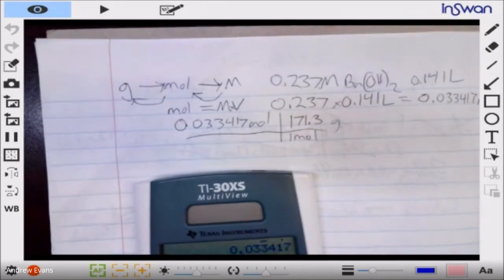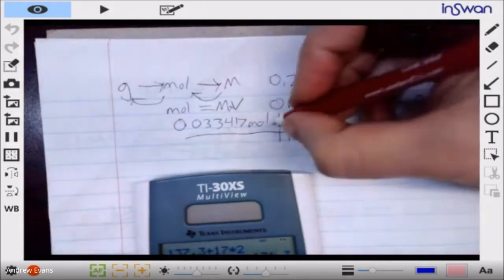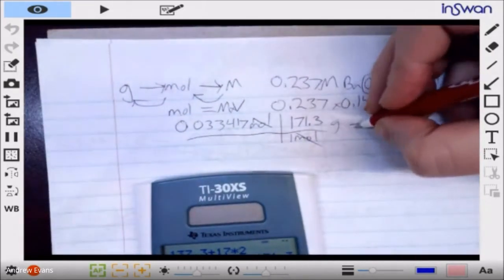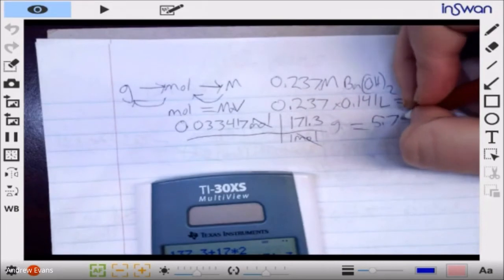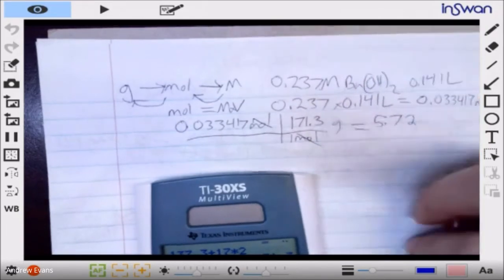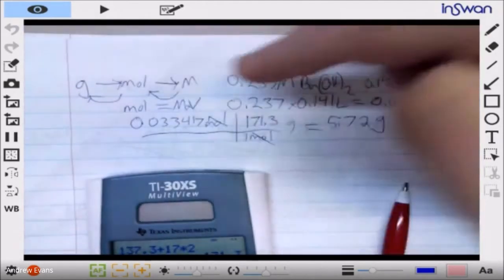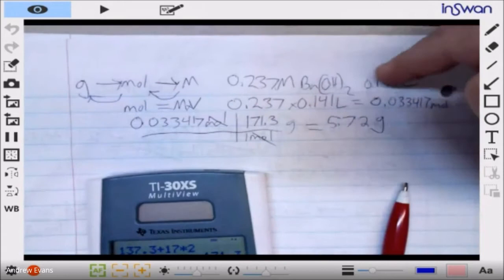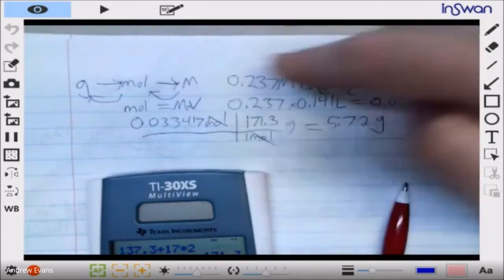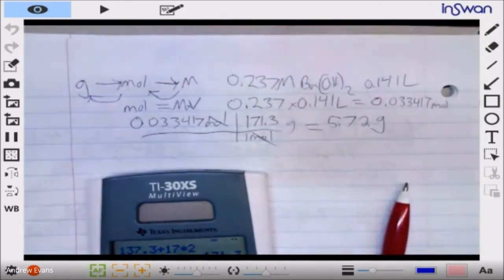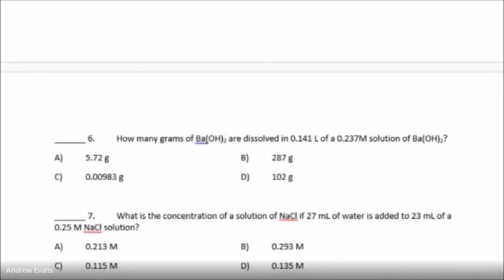Take that by our moles, and that would give us grams of barium hydroxide. That would be 5.72 grams. So notice I went molarity to moles and then moles to grams. It's a standard, straightforward process right there. So 5.72, that's our correct answer.